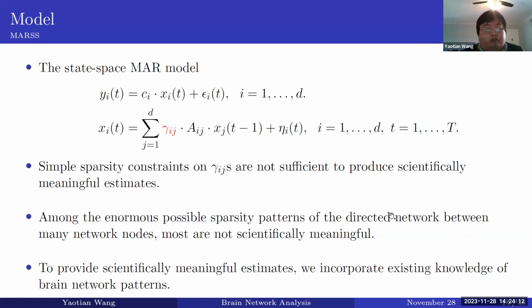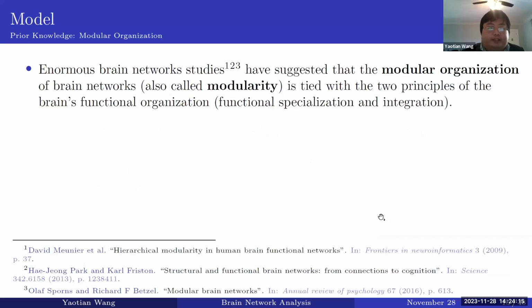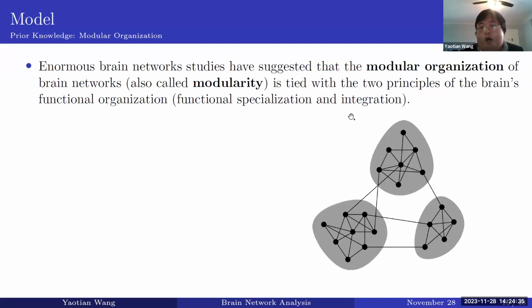So what is the knowledge of brain network patterns we incorporate? We found that enormous brain network studies suggested that the modular organization of brain networks, also called modularity, is tied with the two principles of the brain's functional organization, the functional specialization and the functional integration. Here is an example of modular brain network. Here are 3 modules. Regions in the same module have dense within module connections and share the same or similar brain functions. Regions in different modules have sparse between module connections.